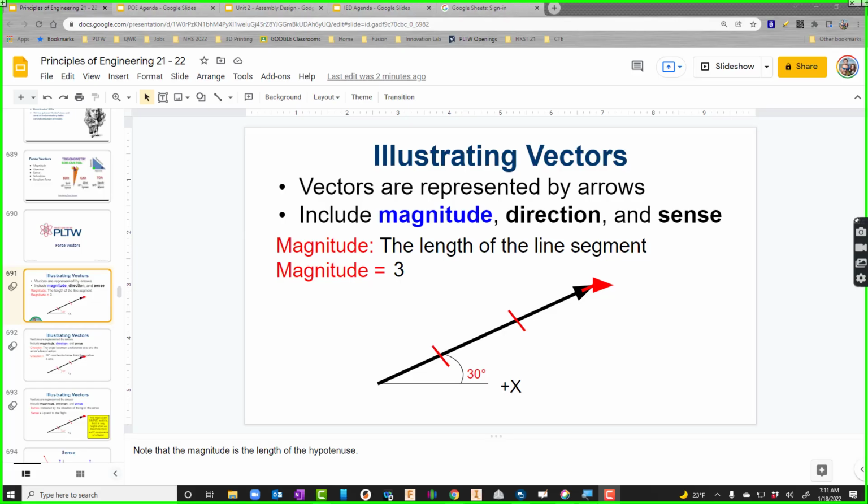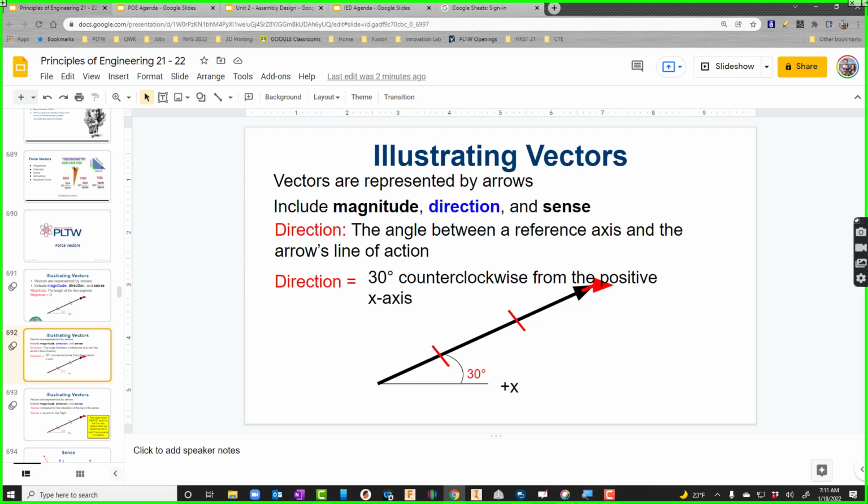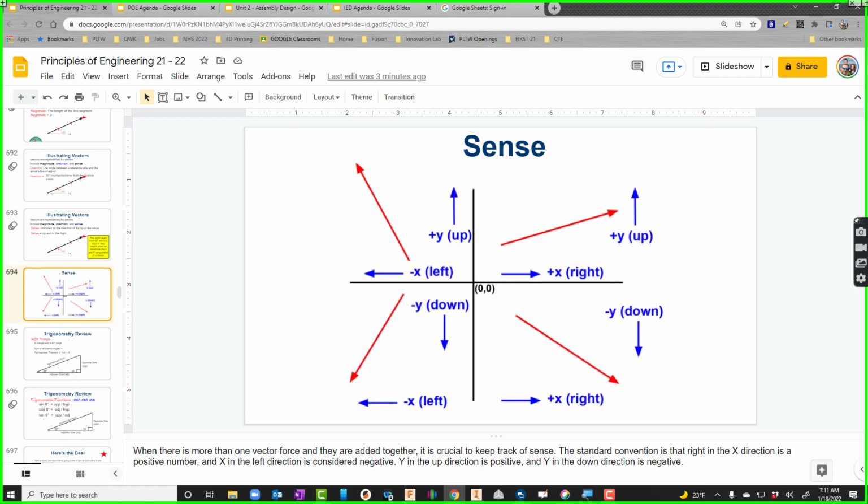So to be successful with vectors, we have to understand a few things. First, when we talk about magnitude, direction, and sense, those three things tell us different things about the vector. Magnitude is really how much force we're putting in there, right? And then we get into some directions and some sense. Here's what we're really looking at with sense.